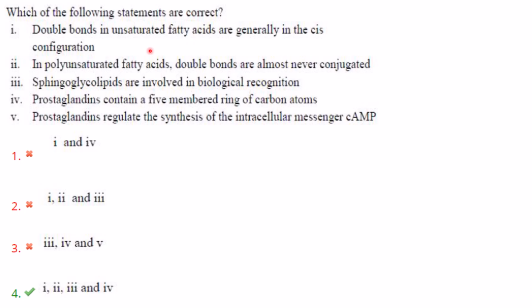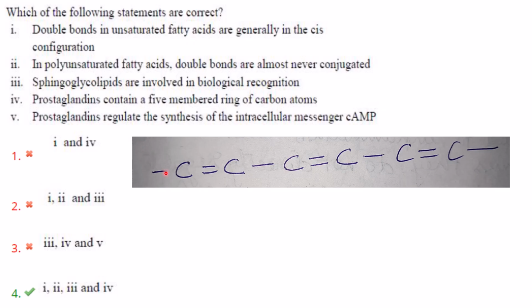Unsaturated means they are having double bonds. Then in polyunsaturated fatty acid, double bonds are almost never conjugated. Now what does conjugated fatty acid mean? A conjugated fatty acid has a chain of alternating single and double bonds. So double bond, single bond, double bond, single bond, double bond, single bond. That is conjugated fatty acid.